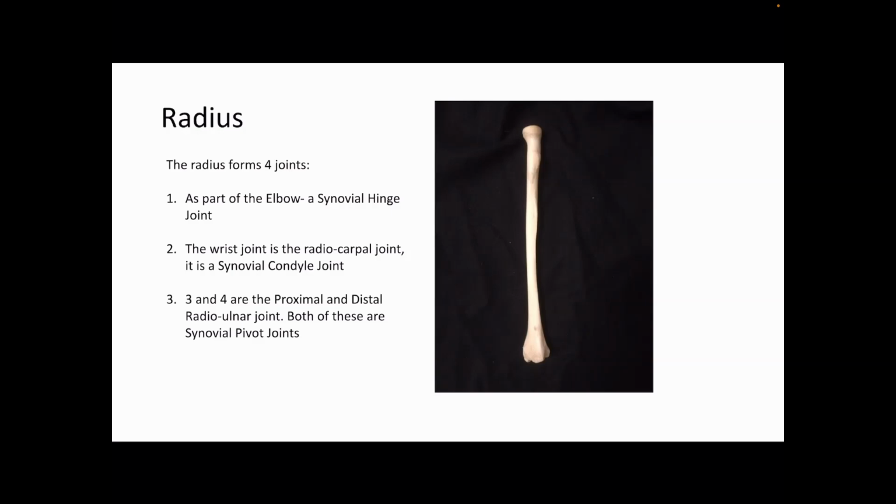The radius lies on the lateral side, the thumb side. It's slightly shorter than the ulna and moves around it during pronation and supination. You can think of the radius as the rotating bone. It spins over the ulna when you turn your palm.